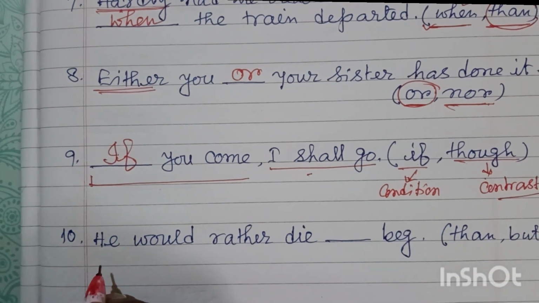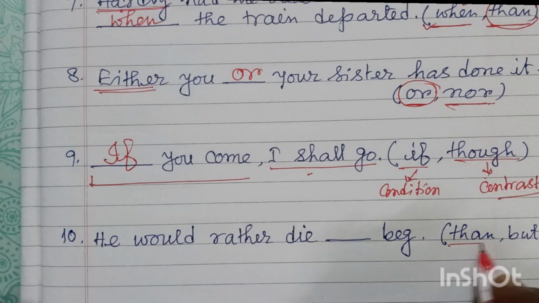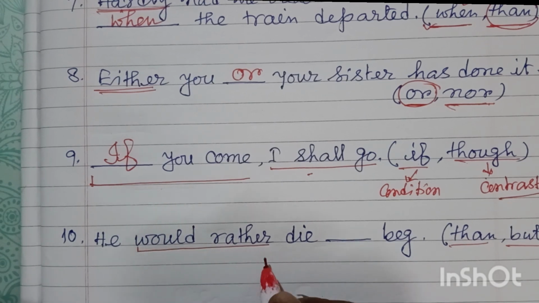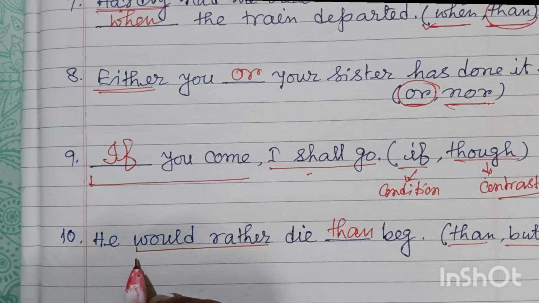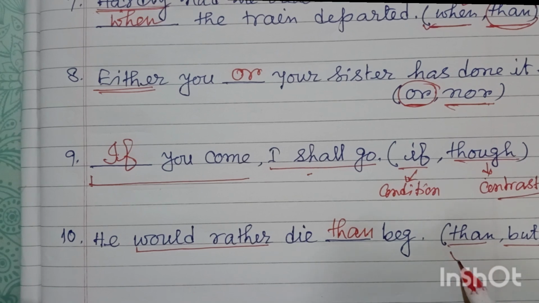Next, question number 10: he would rather die, blank, beg. It is "than" or "but." My dear friends, "would rather" and "would sooner" are followed by "than." So we should use "He would rather die than beg." So it is the correct answer.